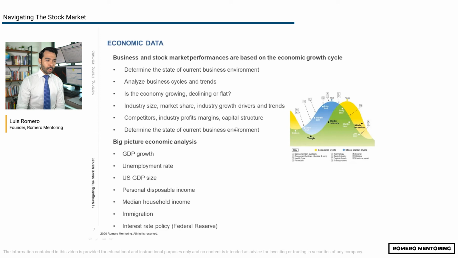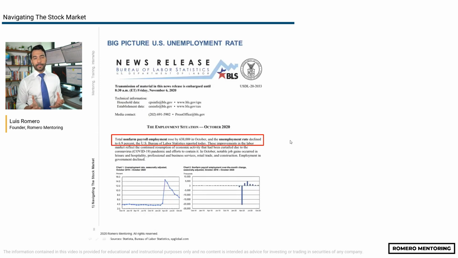All right? So let's look at an example. Where are we currently at? Let's look at unemployment. And how do you get this information? Well, one, you could do a simple Google search. Second, you could go to the Bureau of Labor Statistics to get this information. So what we're seeing right here, October 2020 was the latest report on unemployment numbers. And here were the main headlines from this government agency that tracks unemployment numbers.